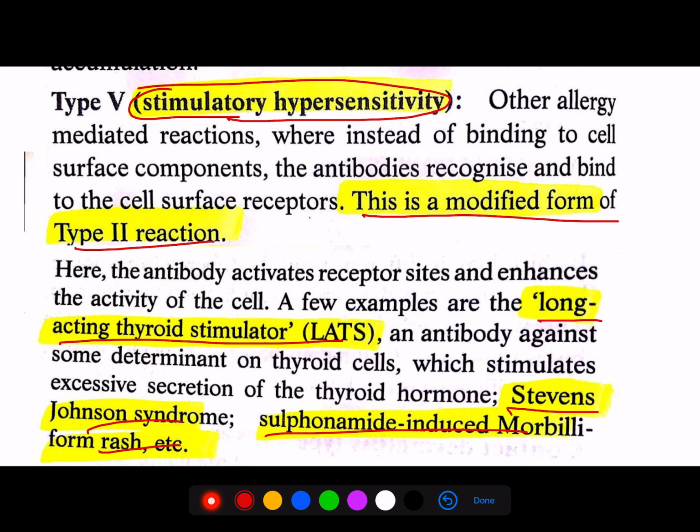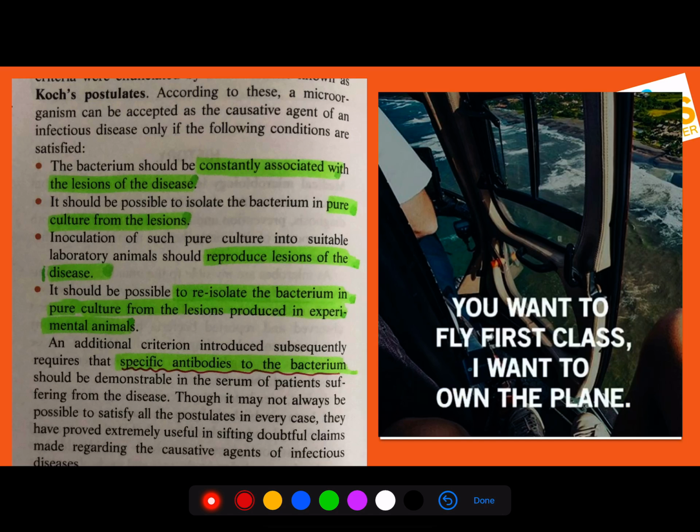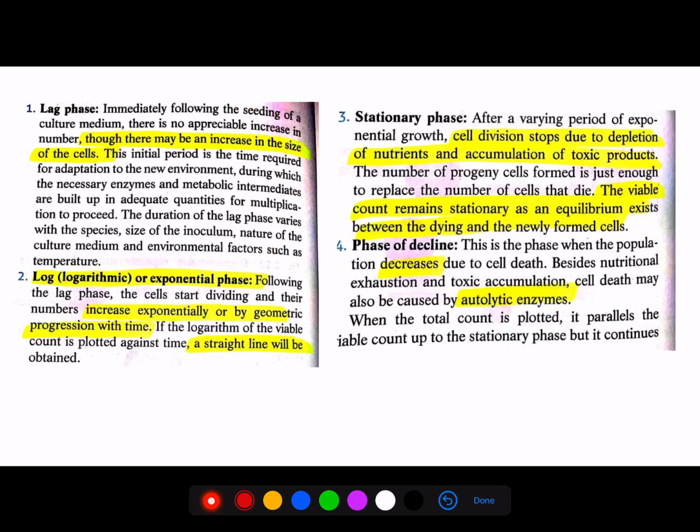If you don't find type 5 in the options, then you have to go for type 2 as an answer, because this is a modified form of a type 2 reaction. Hope you are well versed with these postulates. Most of your questions move around this, so please do learn these postulates.